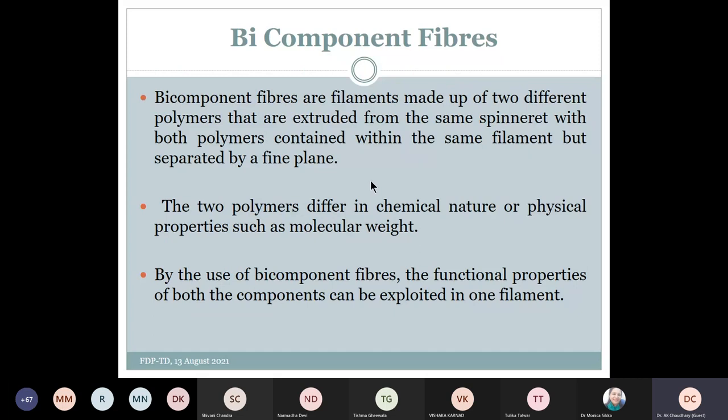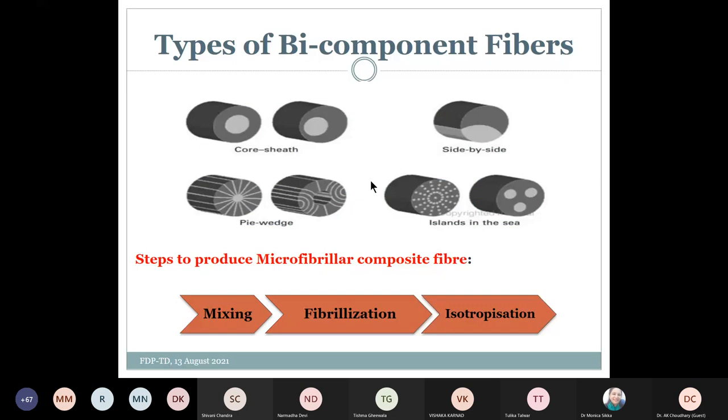Bicomponent fibers: two different polymers. This is the mixing of two different polymers at the time of extrusion from the same spinneret. Both polymers are contained within the same filament but separated by a fine plane. Here you can see the types of bicomponent: side by side, core and sheath, pie wedge, and islands in the sea.